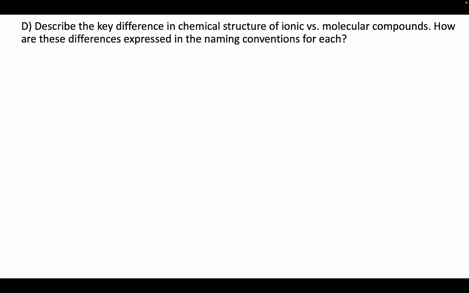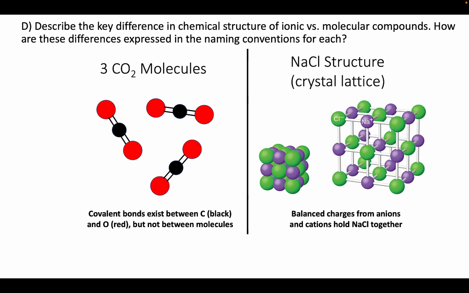For the last question, we want to say, well, what's the key difference in chemical structure? And that's really the key to this problem, is that we do know that there's a difference in naming conventions, but we want to go beyond just saying, well, we add the prefixes for the covalent. We really want to begin with the chemical structure and then talk about why the naming convention is really important for that structure. And for this, I would consult this picture. We have covalent molecules. So here is an example of 3 CO2 molecules, and we have an ionic structure which forms a crystal lattice as shown here.